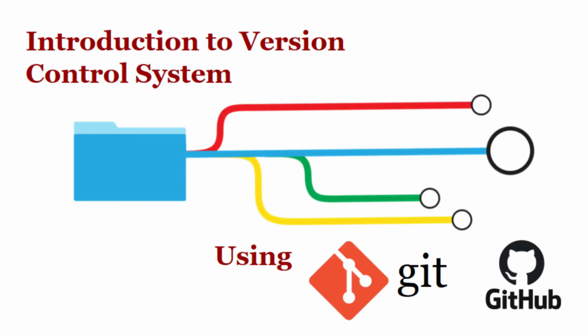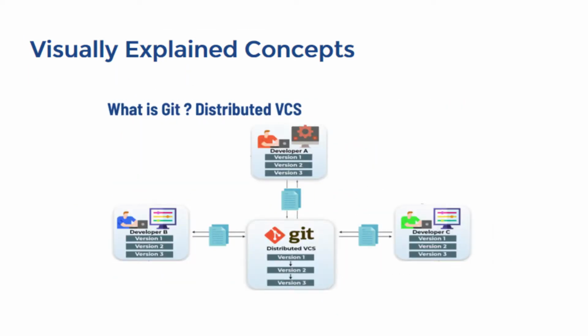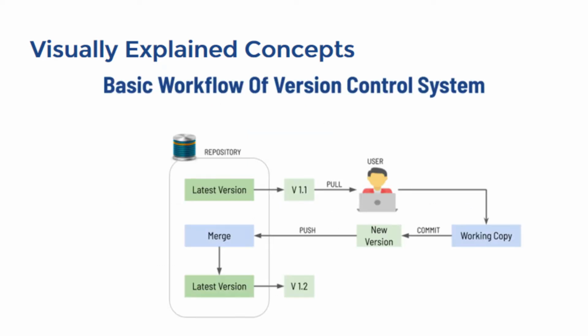Welcome to the beginner level course on Introduction to Version Control System using Git and GitHub, where our goal is to make the version control system learning experience easy to learn for people from every walk of life. Four key concepts throughout the course are explained visually to enable our students to grasp the technical concepts quickly and effectively.